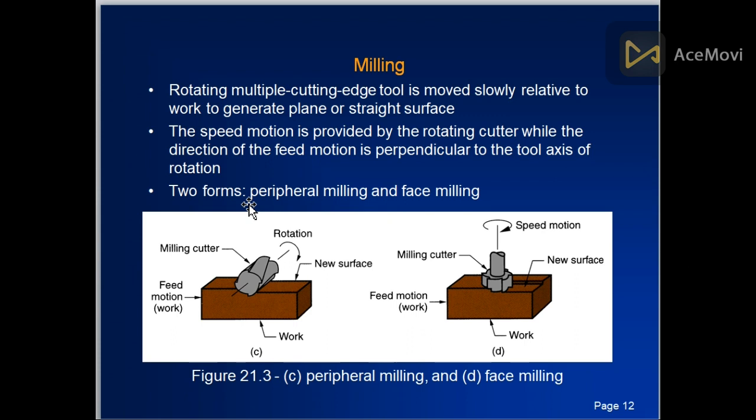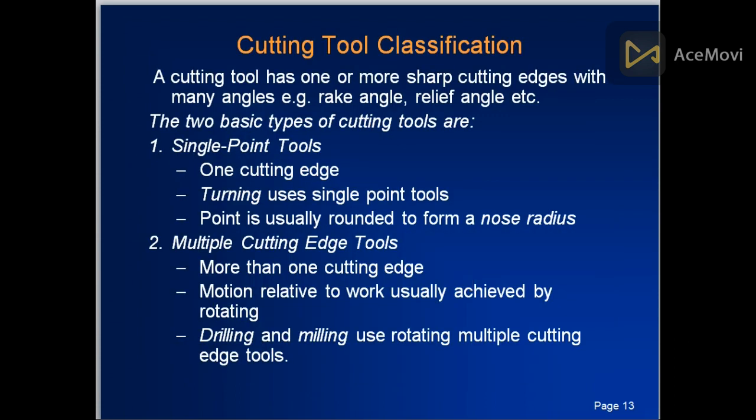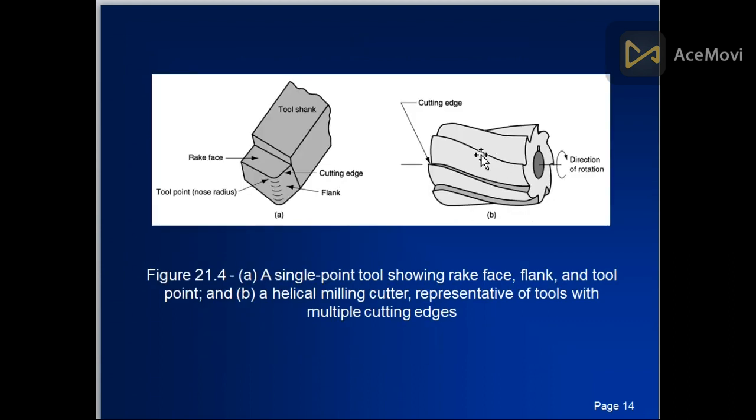Two forms of milling: peripheral milling and face milling. Peripheral milling is the milling in which the axis of rotation is parallel to the surface. But in face milling, the axis of rotation is perpendicular to the surface to be worked, to be processed. Cutting tool classifications include single point tools, with one cutting edge, and multiple cutting edge tools, with more than one. These are not a big deal. Yes, this is a single point cutting tool. This is a multiple point cutting tool.